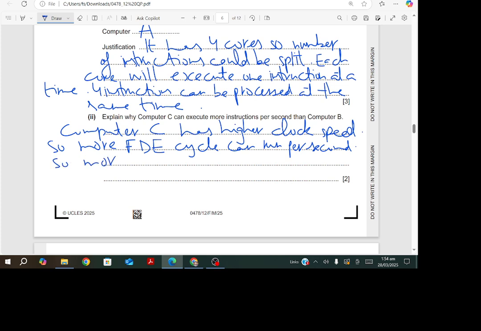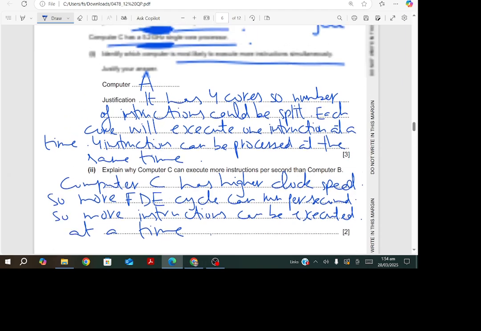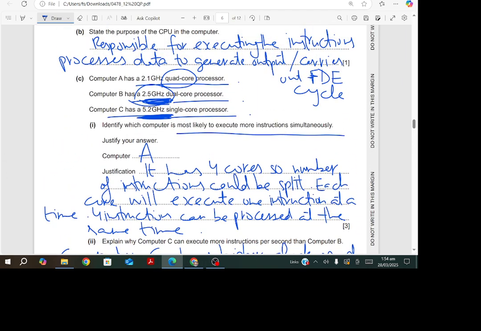so more instructions can be executed at a time, because computer C has a higher clock speed. Its clock speed was 5.2 gigahertz, which was more than double, because computer B was having only 2.5 gigahertz.